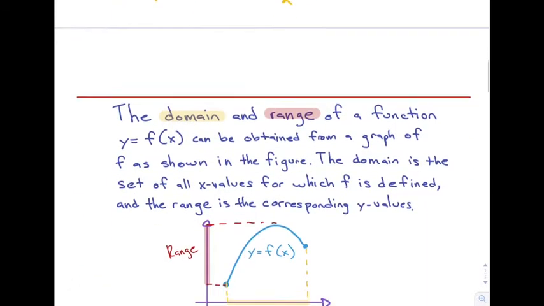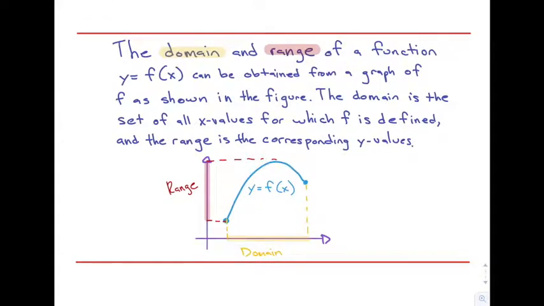So formally, the domain and range of a function y equals f of x can be obtained from a graph of f as shown in the figure below. The domain is the set of all x values for which f is defined, and the range is the corresponding y values. So I've drawn this diagram so you can see it's basically the same as what was above, but it makes it a little bit clearer. The domain, all the x values from here to here, and the range is all of the y values, the outputs of f of x, from here to here.